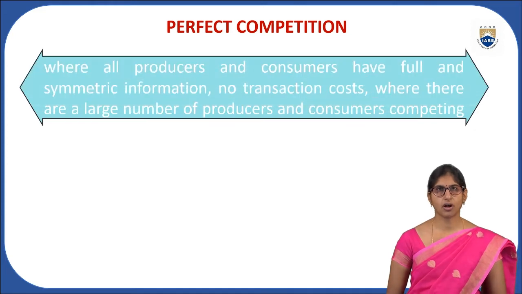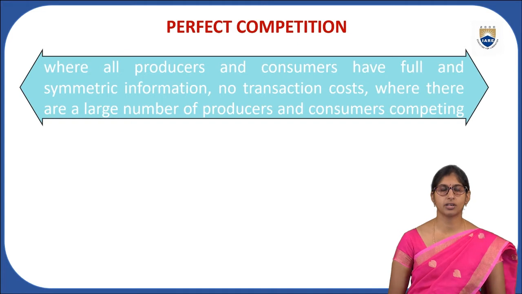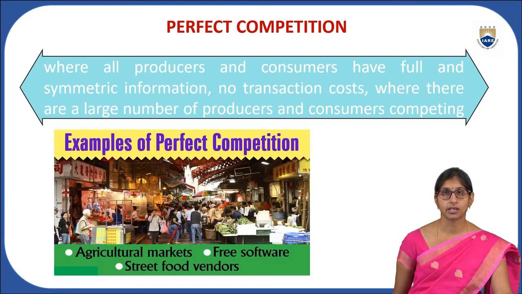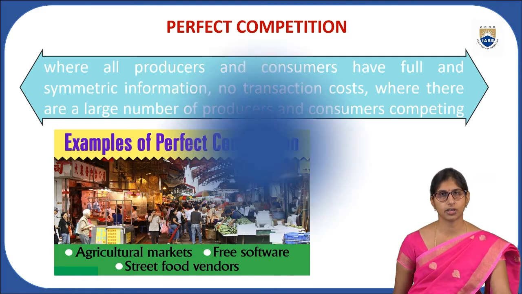Coming to perfect competition, we generally see symmetric information available for both buyers and sellers. Here we will not have any transaction cost, and a large number of buyers and sellers enter into this particular market. A few examples of perfect competition are agricultural markets, free software, and also street food vendors.